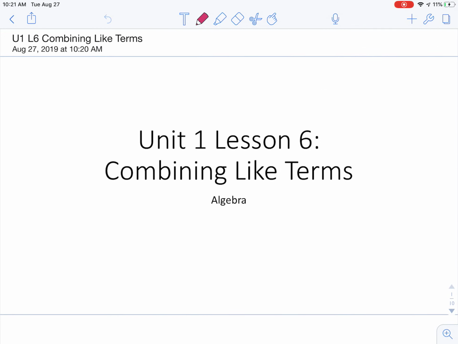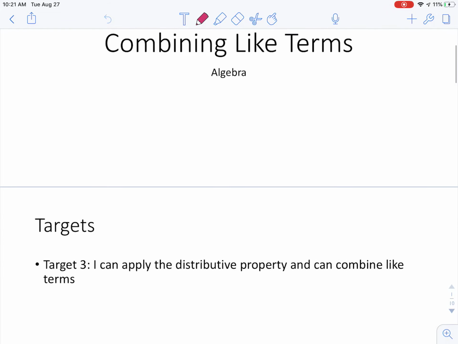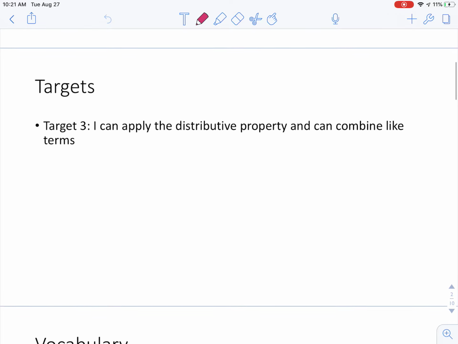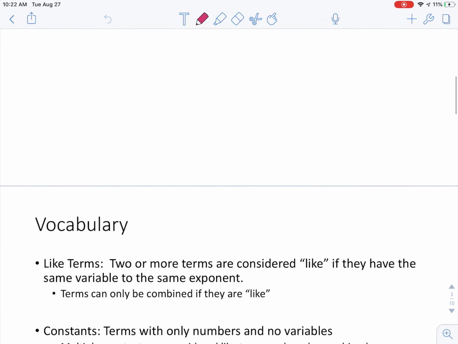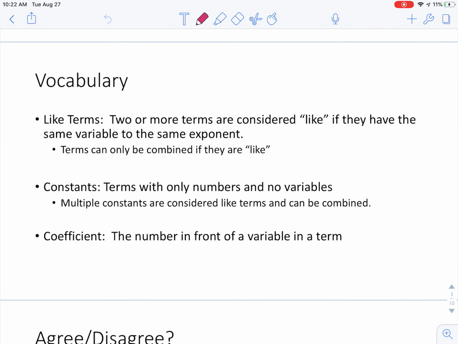All right, this is a video lesson for Unit 1, Lesson 6 in Algebra, which is combining like terms. The target is that I can apply the distributive property and combine like terms. We'll be doing the distributive property in the next lesson. So some really important vocabulary to get started.